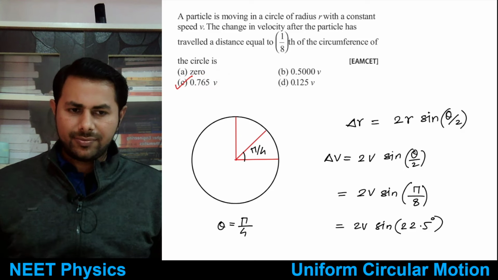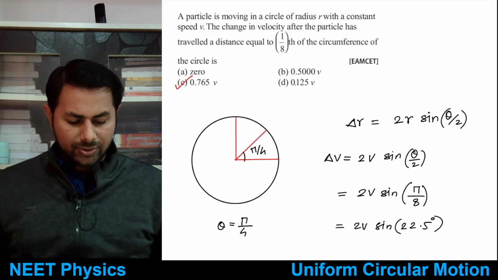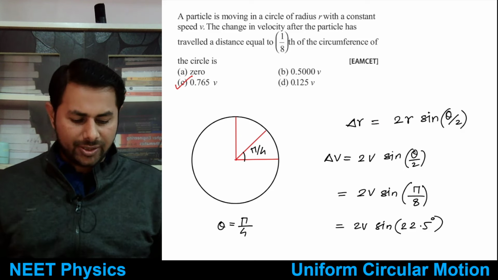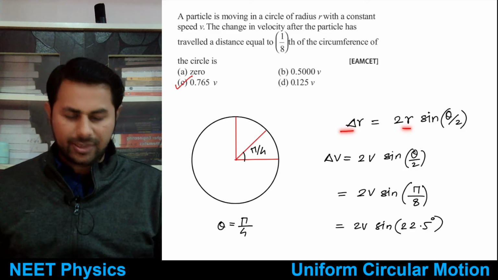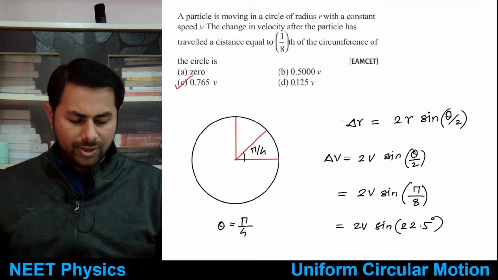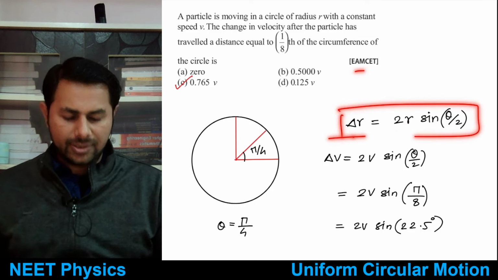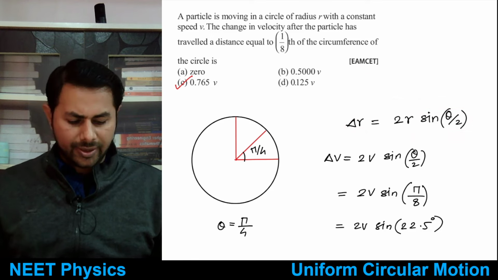Okay, that is clear, right? Good. So now again, this is based on the same trick. Delta r is equal to 2r sine of theta by 2. So just remember this formula and these kinds of questions will be solved. Okay.